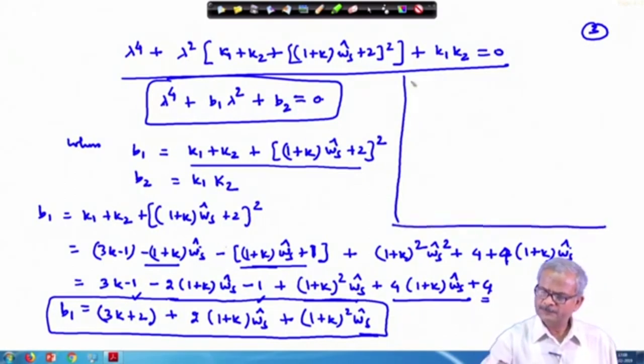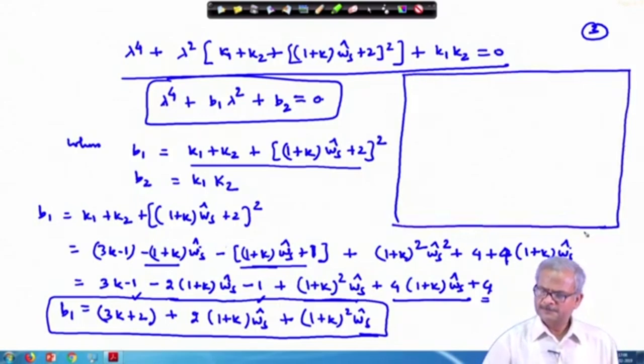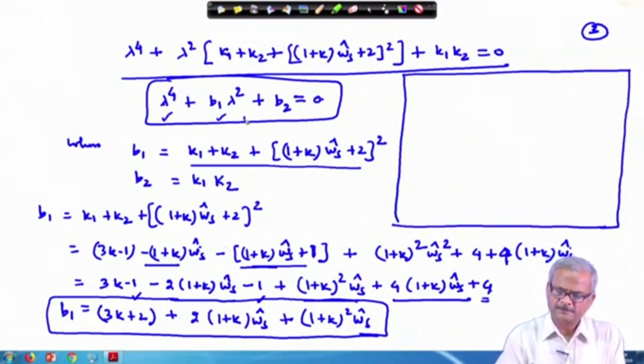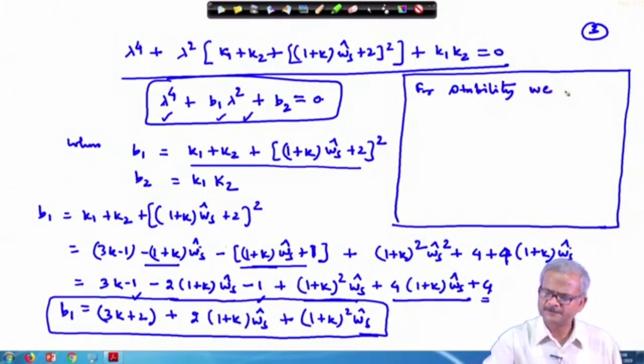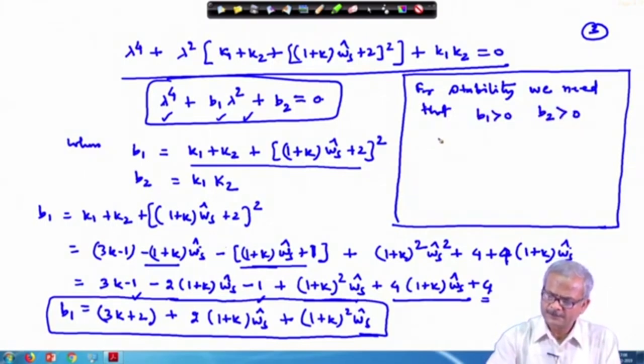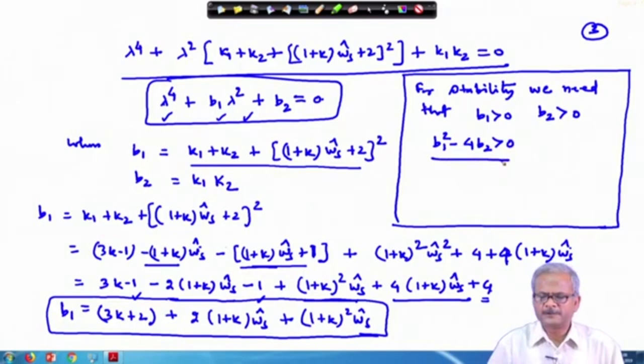So, if you remember, in the gravity gradient topic we got the same kind of equation. We exactly got the same kind of equation. So, for stability, we have discussed it in detail, so I will avoid repeating the same thing. For stability, we need that B 1 should be greater than 0 and B 2 should be greater than 0. In addition, we should have B 1 square minus 4 B 2 greater than 0. So, this is what we have written for the gravity gradient also, and I have explained in detail why B 1 and B 2 need to satisfy these conditions.